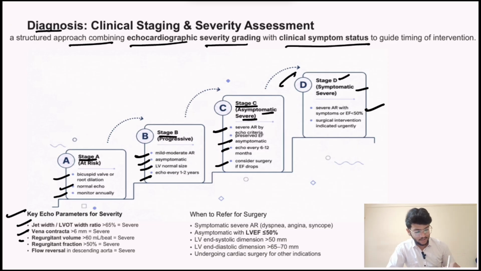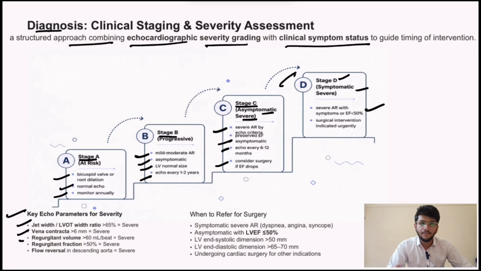When to refer for surgery: the patient is symptomatic with severe aortic regurgitation, that is dyspnea, angina, syncope. Asymptomatic with left ventricular ejection fraction less than 50%, LV end diastolic dimension more than 50 mm, LV end diastolic dimensions more than 65 to 70 mm, and undergoing cardiac surgery for other indications.